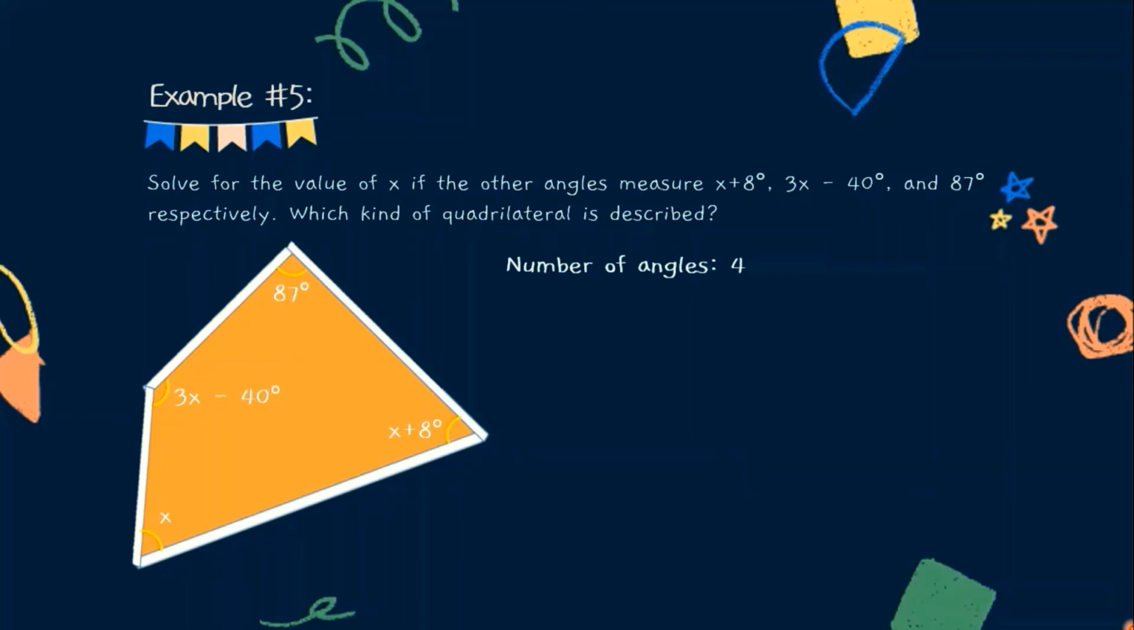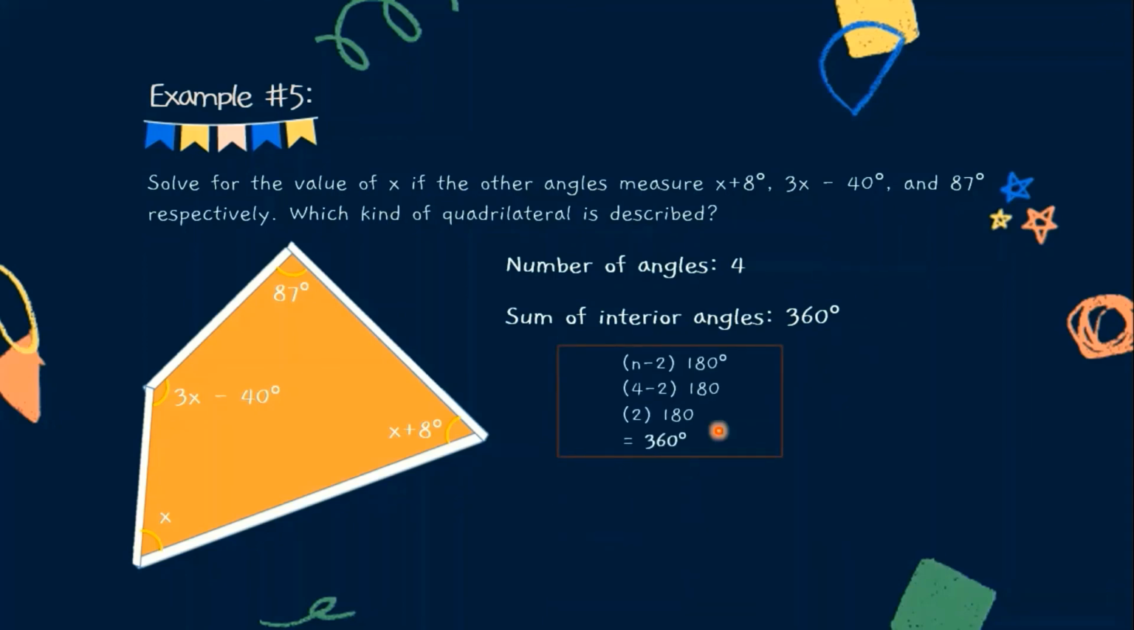For us to find the measure of one interior angle, dapat alam natin yung sum of interior angles of a quadrilateral, which is 360 degrees. Ito yung computation. Formula natin for sum of interior angles, the difference of n and 2 multiplied to 180 degrees, where n is the number of sides or angles, 2 and 180 ay constants. Substitute n with 4, the number of sides or angles, minus 2. 4 minus 2 is equal to 2 multiplied to 180, ang sagot ay 360 degrees.